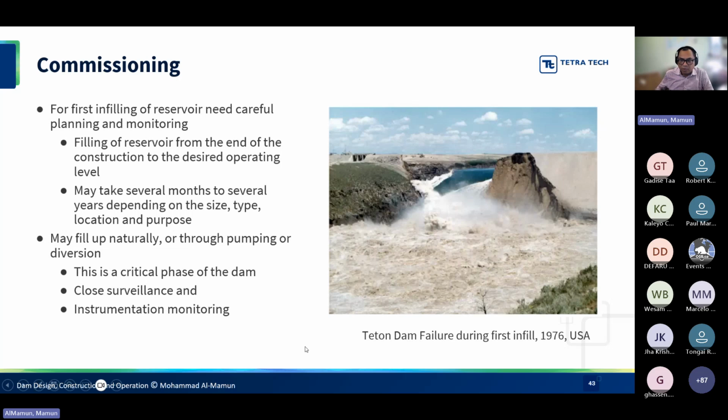This is a photo from one of the very well-known failures that happened in the USA in 1976, the Teton Dam failure. It was designed with the state-of-the-art technology at that time, but it did fail right after the first filling, and it actually instigated a lot of changes in dam practice in North America.